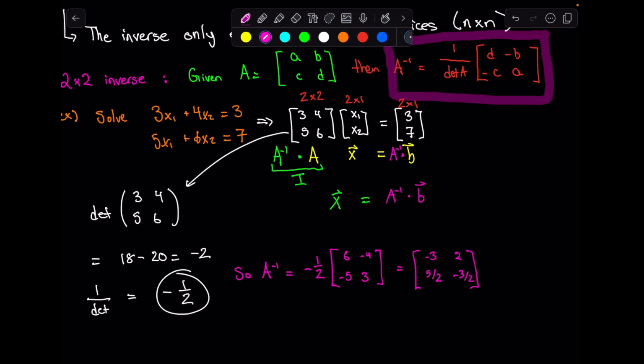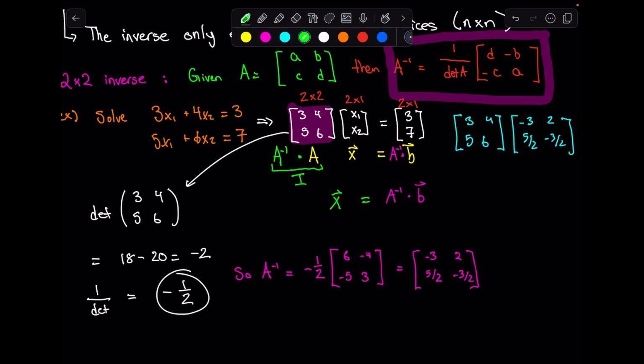We could check this, right? It's not too hard to check this. If I were to multiply it by this matrix, what should I get out? I should get a box of 1, 0, 0, 1. So in fact, let's do it. Even though we're supposed to check both sides, let's just check one side for the sake of having done an example. So 3, 4, 5, 6 multiplied on the right side by negative 3, 2, 5 halves, and negative 3 halves. Right, what do we get?